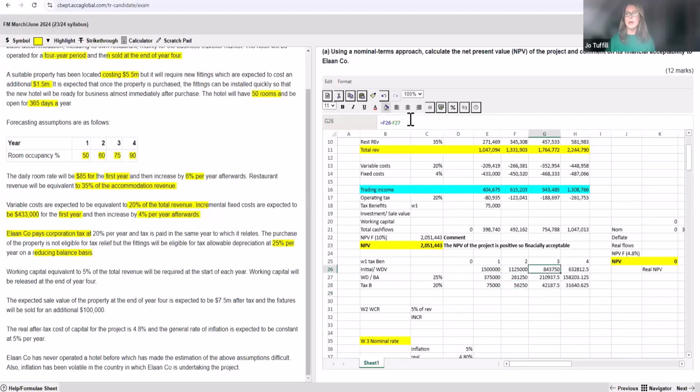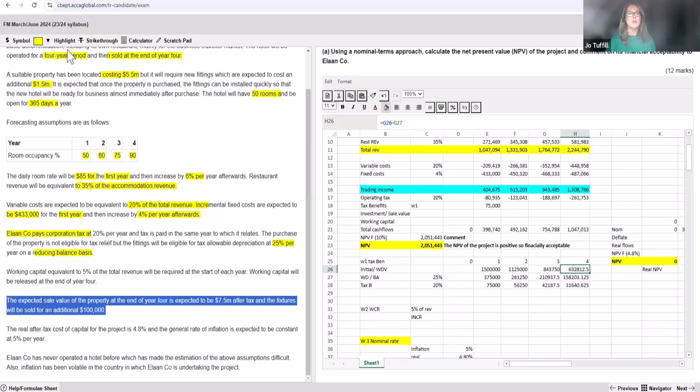And the same happens again. You now get another reducing balance, and you get 25% of that, and then 20% of that. But in year 4, we are going to have a balancing allowance because they've told us down here what our expected sales are. So we can't finish this off until we have read that bit.